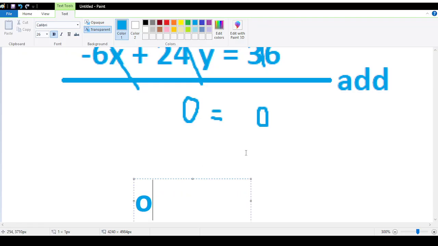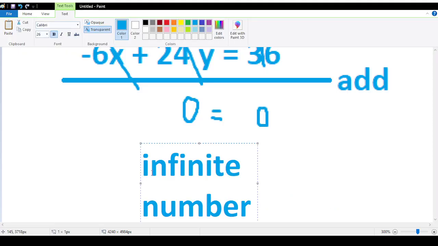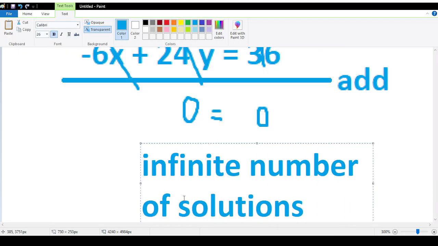You remember? No solution if you have different numbers. For example, if you have 0 equal 1 or 2 equal 3. If the final result does not make sense, we will say no solution. Here we will not say no solution. We will say infinite number of what, Shamsa? Solution. Is this question clear, Shamsa?